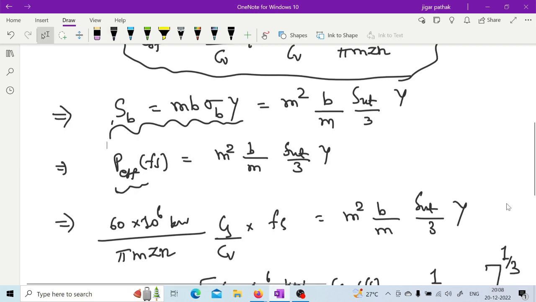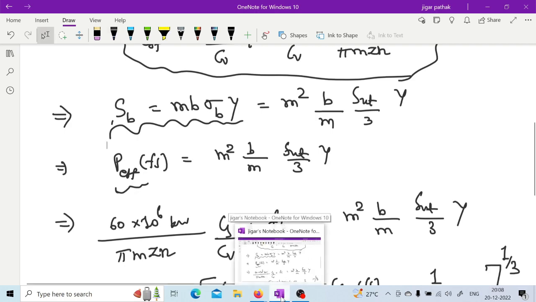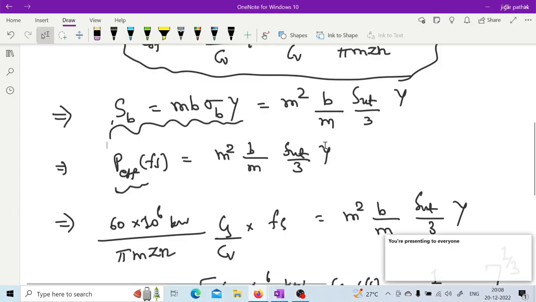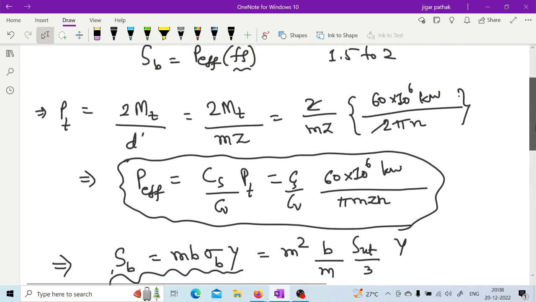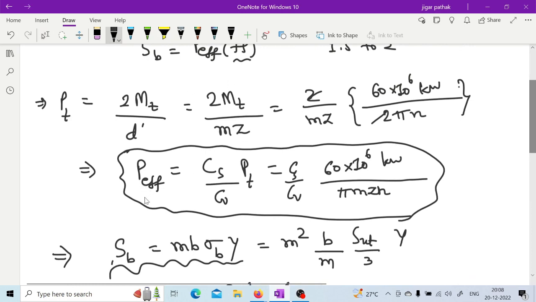Hello. Yes, sir. This module is derived based on the velocity factor method, sir, not using the Buckingham equation. Which one? Here we take the effective load based on the velocity factor method, sir. Yes. Here we have considered it based on velocity factor, because we have considered that particular effective load as Pt Cs by Cv. You are talking about this one, right? Yes, sir, velocity factor method. Yes, correct. Okay.